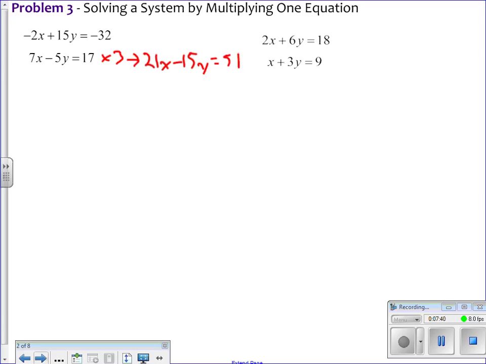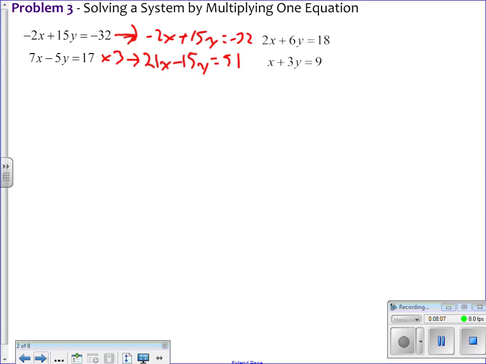So I multiplied the bottom equation by 3. The top equation I am not multiplying, but I still want to move it over so they line up. So here's what I do. Just move the whole thing over so it lines up. Negative 2x plus 15y equals negative 32.